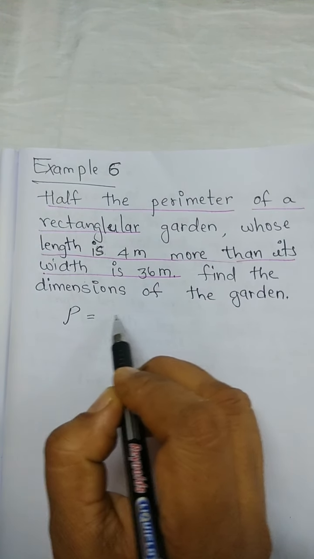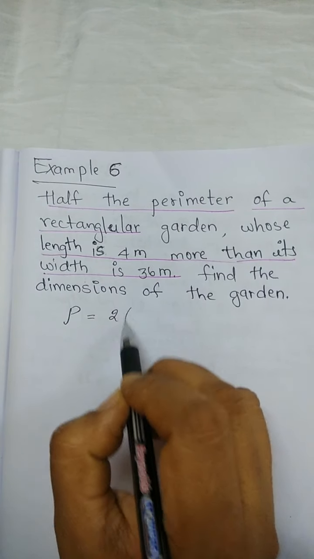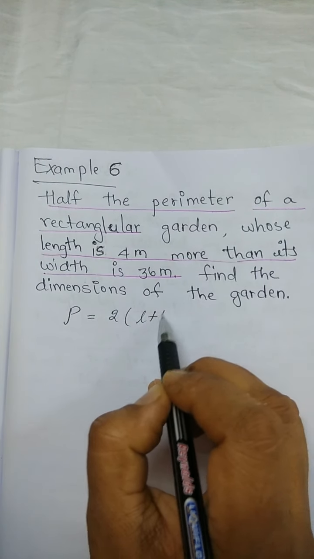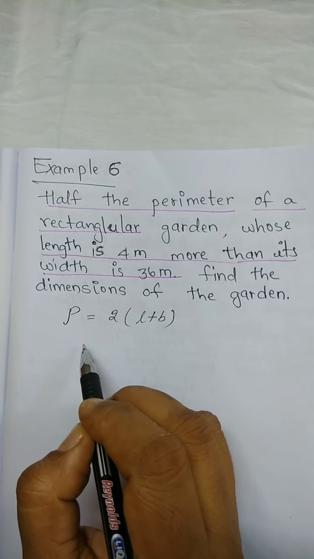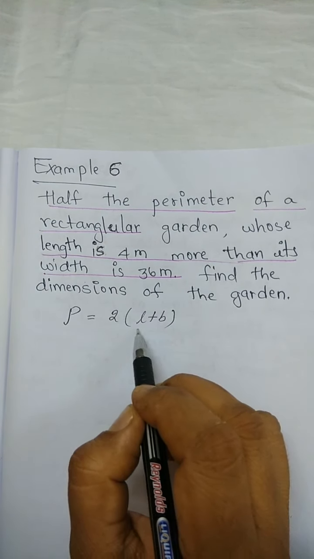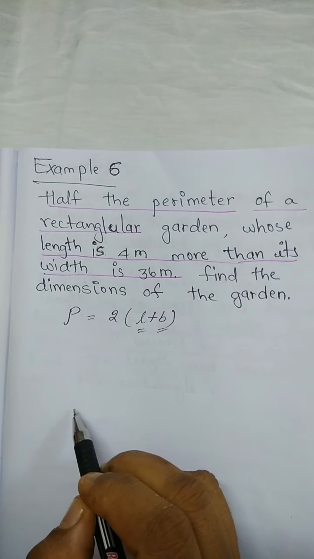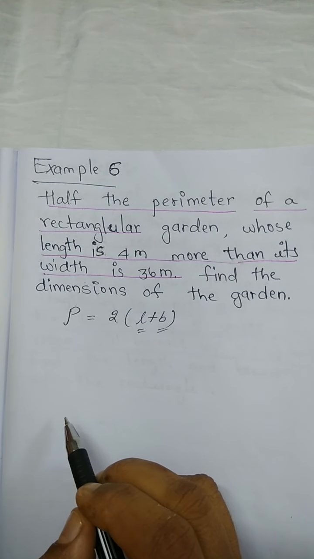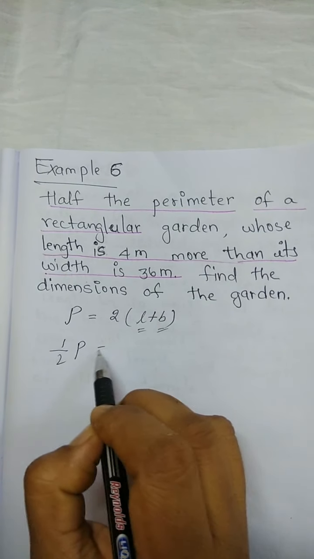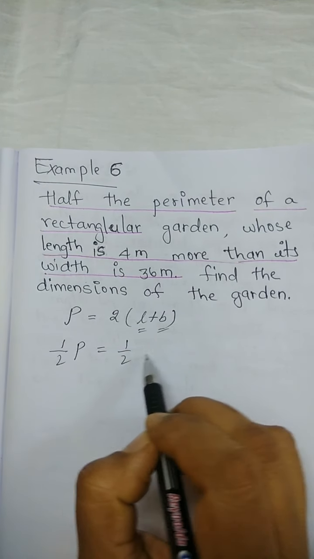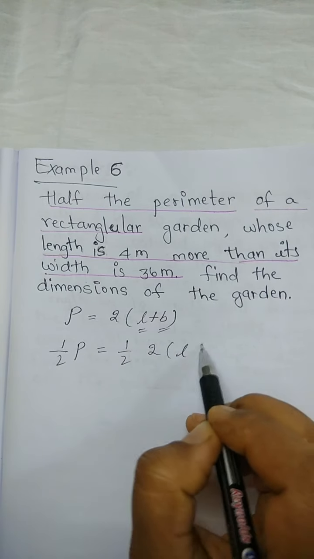Perimeter is equal to twice of length plus breadth. Okay. So here suppose the variables are L and B. Instead of L and B, you can use X and Y also. So half of perimeter will be equal to half of twice L plus B.